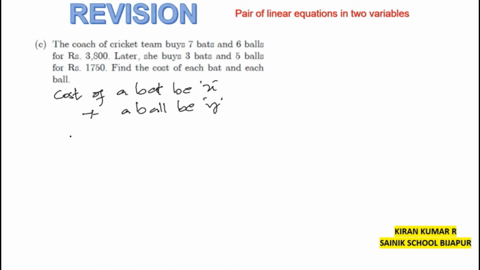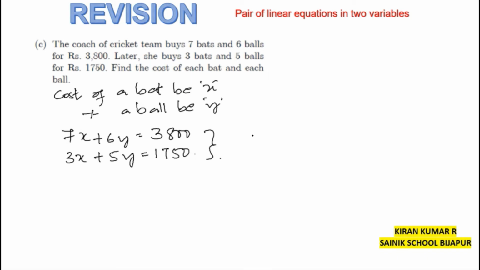As per the condition, 7x plus 6y will be equal to 3,800 and 3x plus 5y will be equal to 1,750. These are the two equations. We have to solve these two equations.